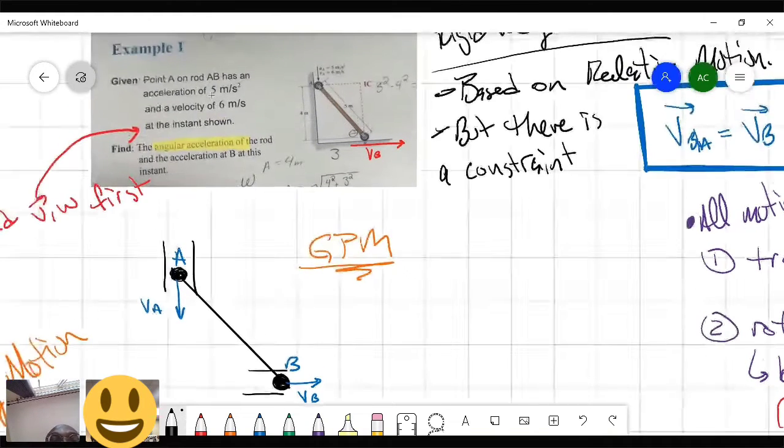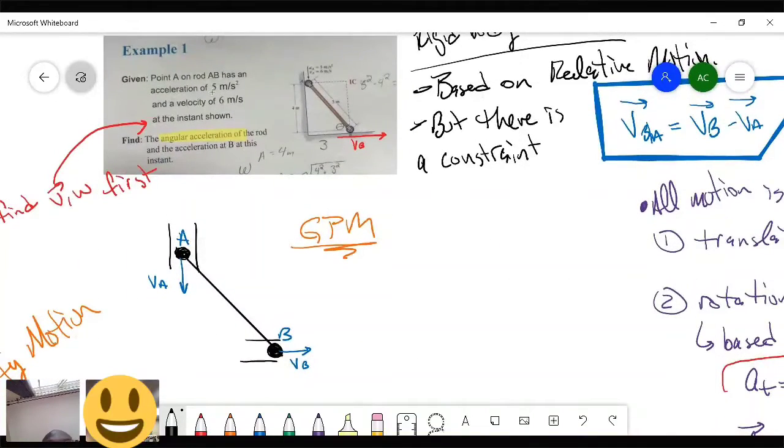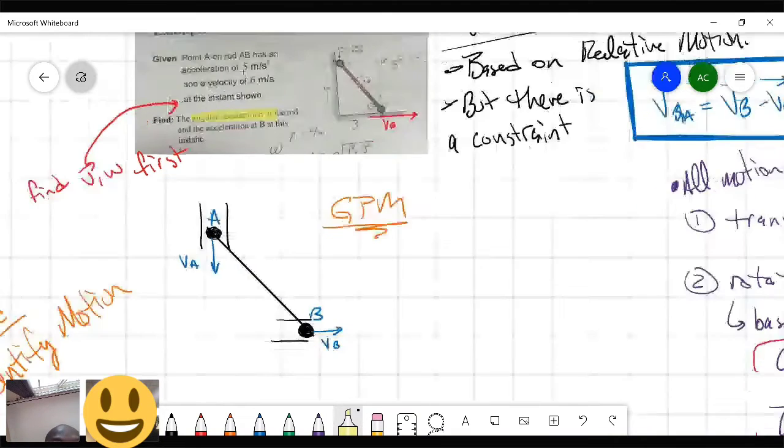Perfect. So I just drew a velocity on B that wasn't drawn in the situation, but I know that B is going to go to the right. This is a known situation. You follow me? You have to know that to get the answer. If you don't know that, you can't get the answer. And so this is one of the harder parts.